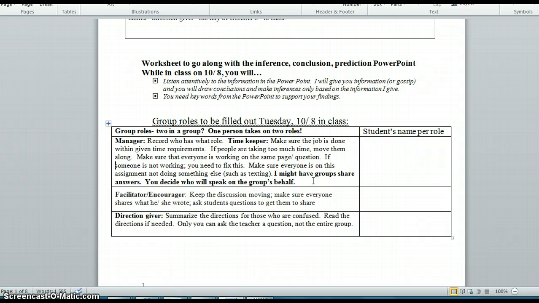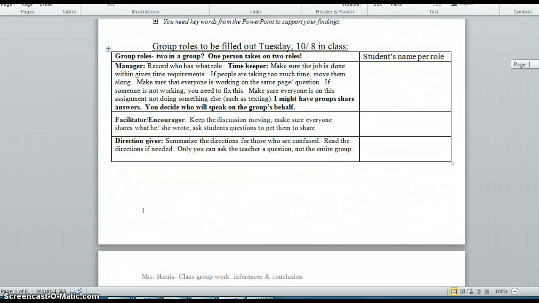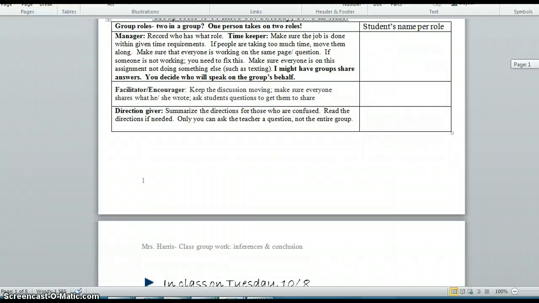I might have groups share answers. If I decide on that, you need to decide in advance who will be the spokesperson, who's going to speak on the group's behalf. So decide at this point who's going to share the answers if I ask the group to share what they wrote. One person only, and I shouldn't have a delay. You should not be discussing who's going to say it. It should be decided at this moment when you're assigning roles.